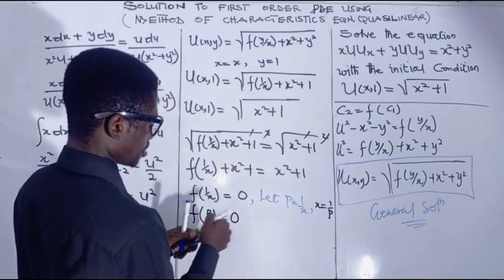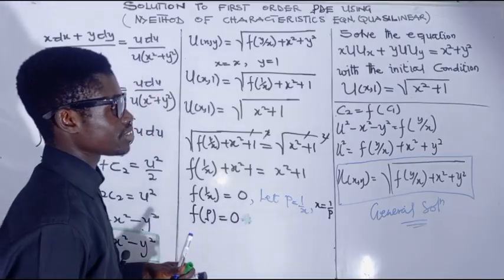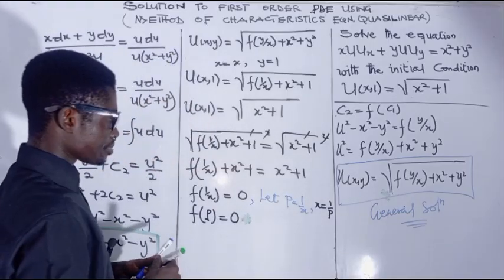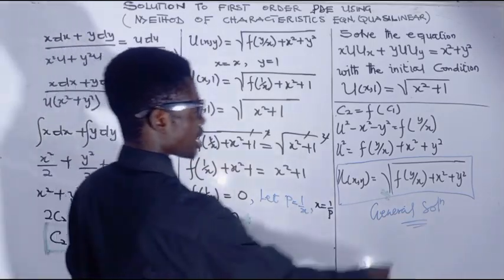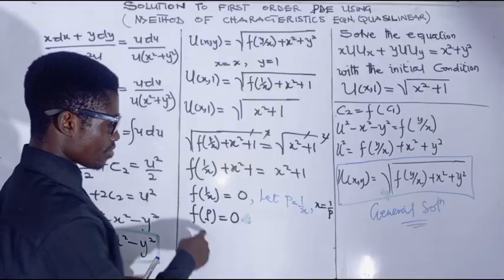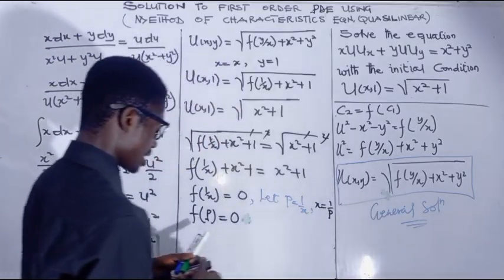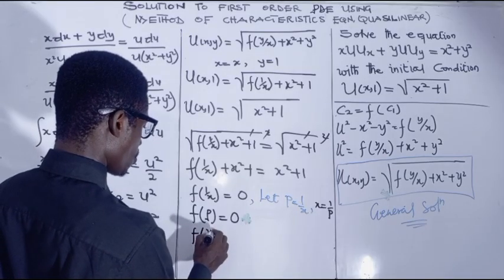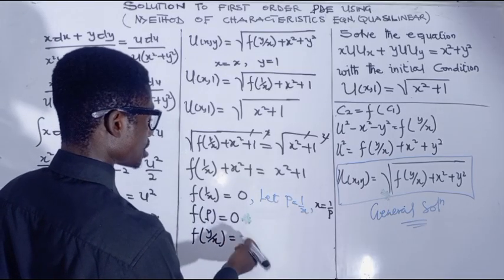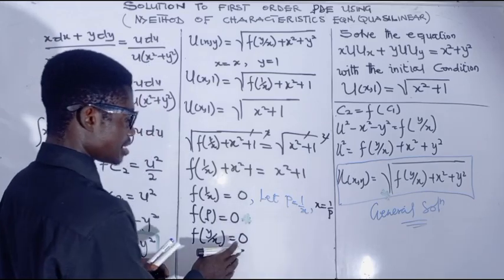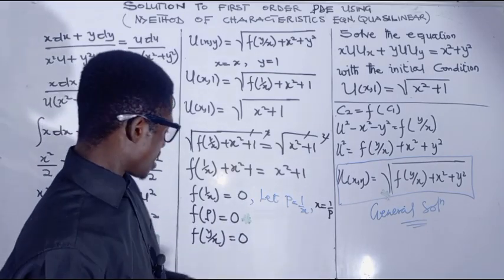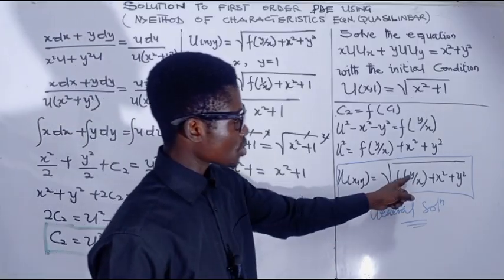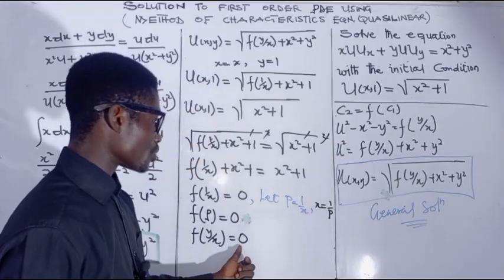So at this point, we are going to go back to the general solution. So this is the general solution. And then wherever we see p, we are going to plug in y over x. So we are going to have f at y over x is equal to still 0. Now this means that wherever we see f at y over x in the general solution, we plug in 0.